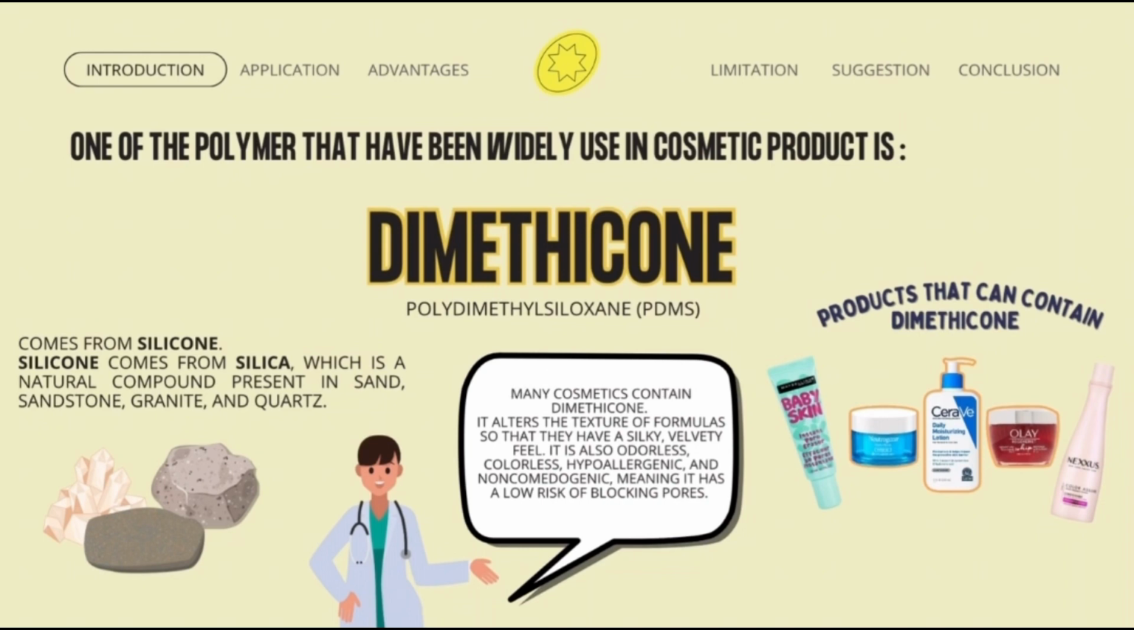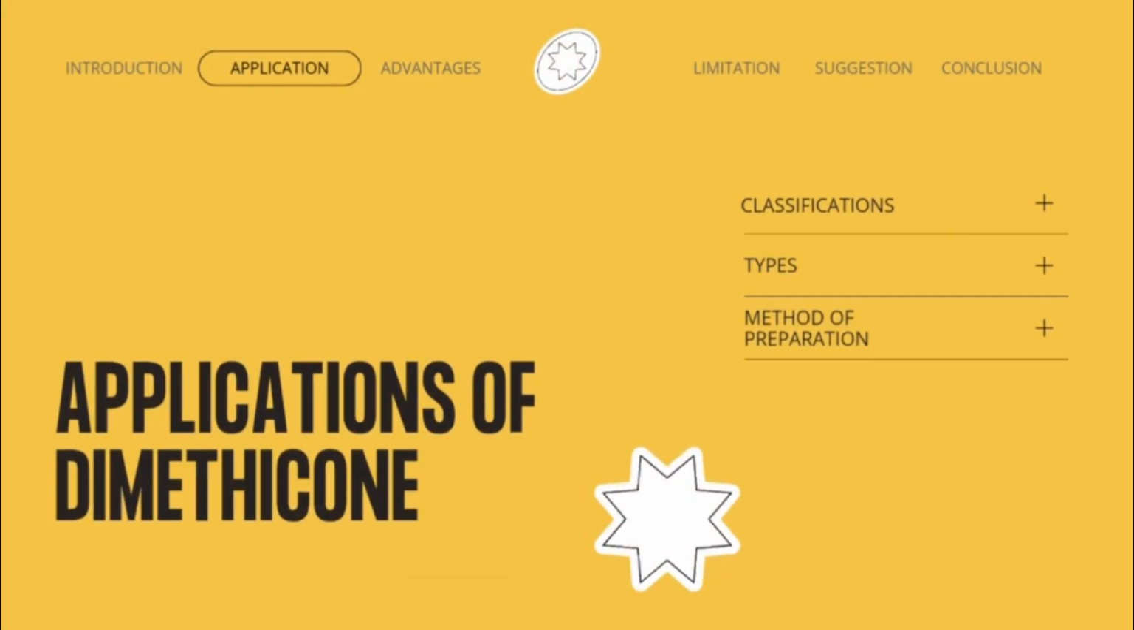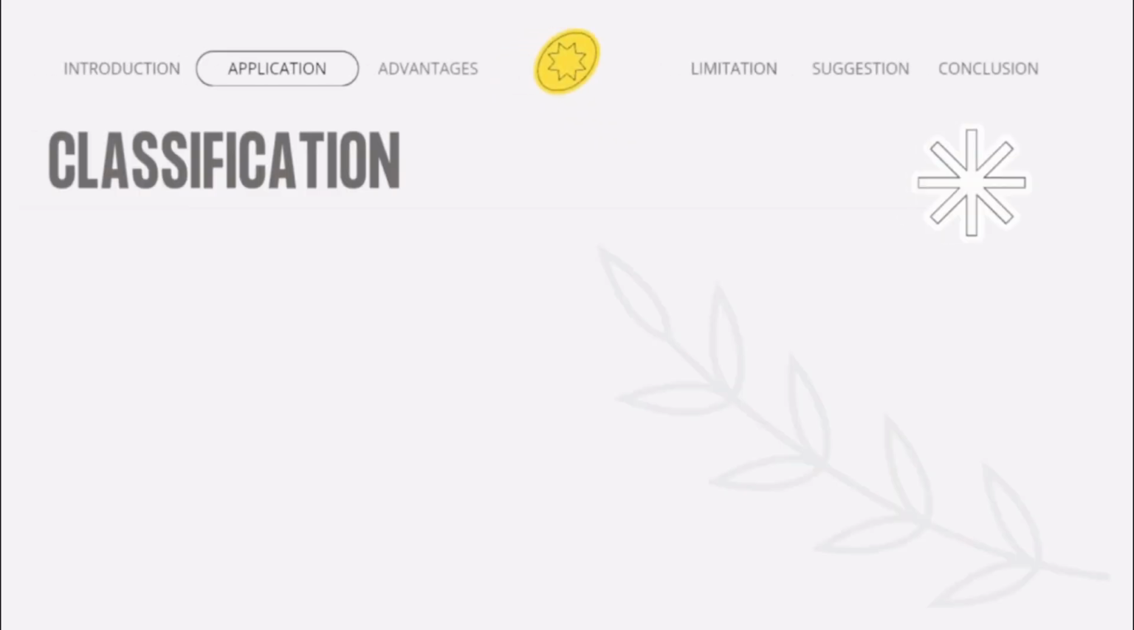Many cosmetics contain dimethicone. It alters the texture of the formula so that it has a silky, velvety feel. It is also odorless, colorless, hypoallergenic, and non-comedogenic, meaning it has a low risk of blocking pores. There are many products that we use in our daily life that contain dimethicone, such as primer, cleanser, moisturizers, and shampoos. Now, let's go deeper into the application of dimethicone by classification, types, and method of preparation.